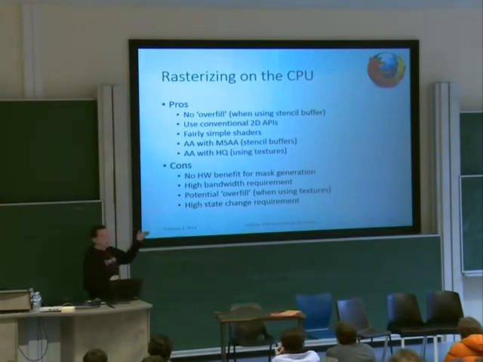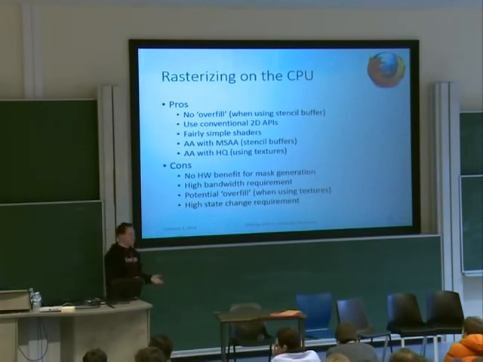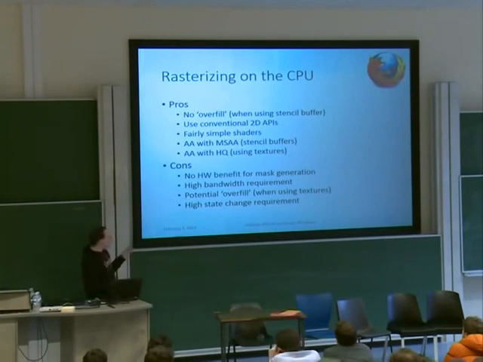The cons are that there's no hardware benefit for generating your mask. Still a lot of CPU work there. The bandwidth requirement is high because you're uploading all these large surfaces of your stencil buffers. There's potential overfill when you're using textures, because then the pixels won't get thrown out in the stencil buffer, but you'll need the pixel shader to figure out whether they have an output value. And there's a high state change requirement. It's really hard to batch if you're using this approach, practically impossible.